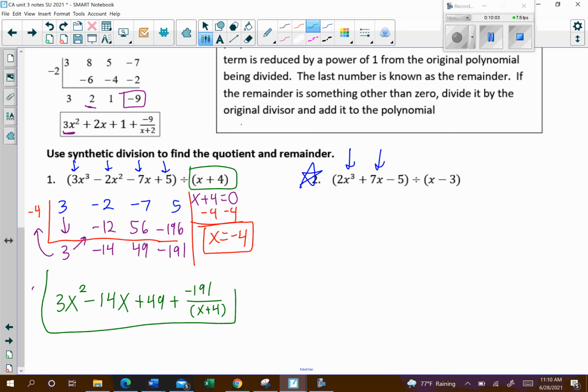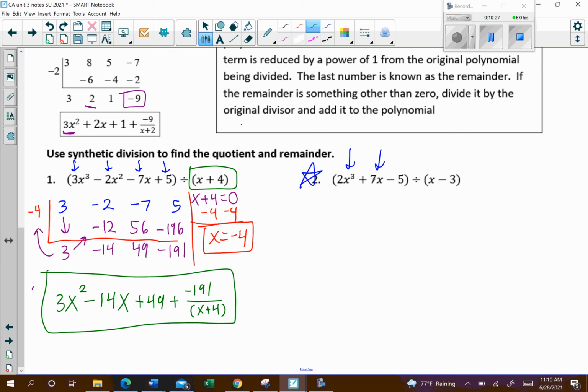And so if you've done long division before, this is the same answer. And if you've done long division before and you remember, this process is actually a lot easier than doing the long division with the variables involved. It's very easy to make a mistake doing long division. All right, let's try another one here.